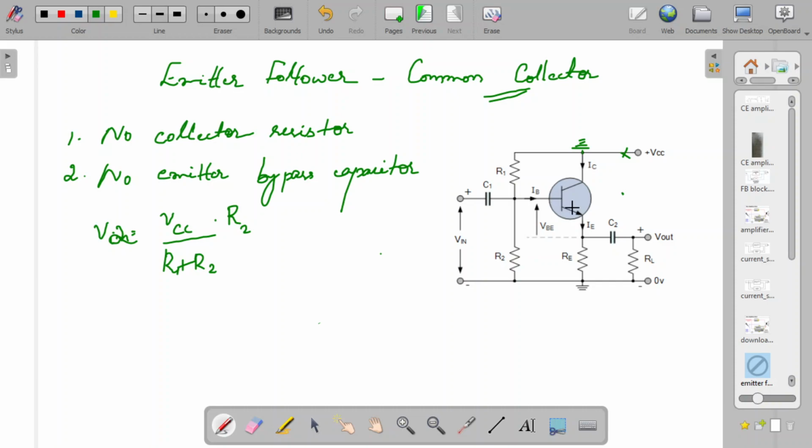Now if you consider this closed circuit, having only R2, then the potential drop across VBE, and then the voltage across RE. If you consider this closed circuit, you can write Kirchhoff's voltage equation as V2 equal to VBE plus IE, the current flowing through resistance RE, then IE times RE.